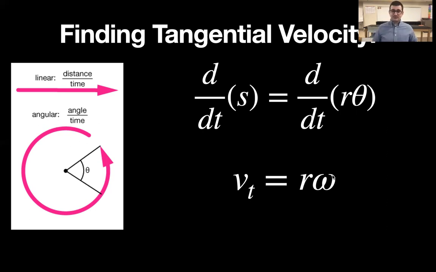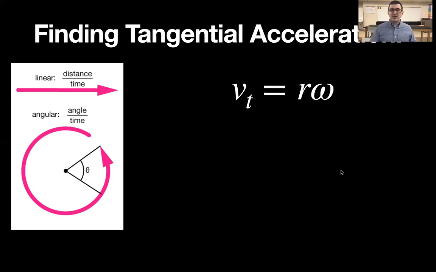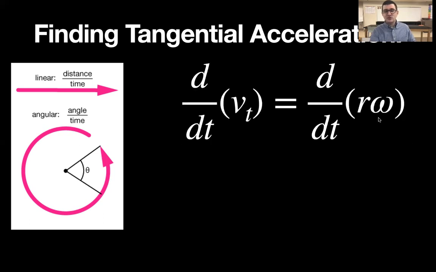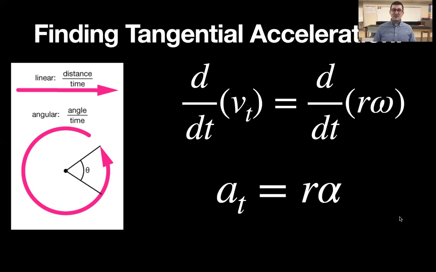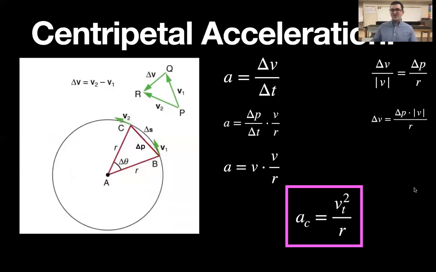And then if I want to find tangential acceleration, not angular acceleration, that's something else. Tangential acceleration is going to be, again, the derivative of the tangential velocity with respect to time. R is still a constant with respect to time. So the tangential acceleration is going to equal the radius times the angular acceleration. That's tangential acceleration.